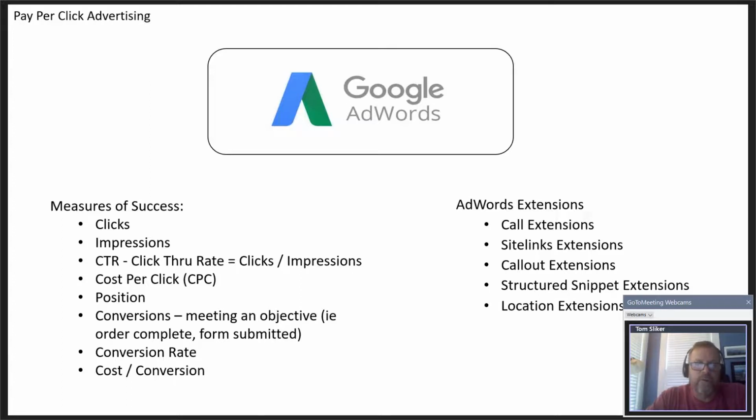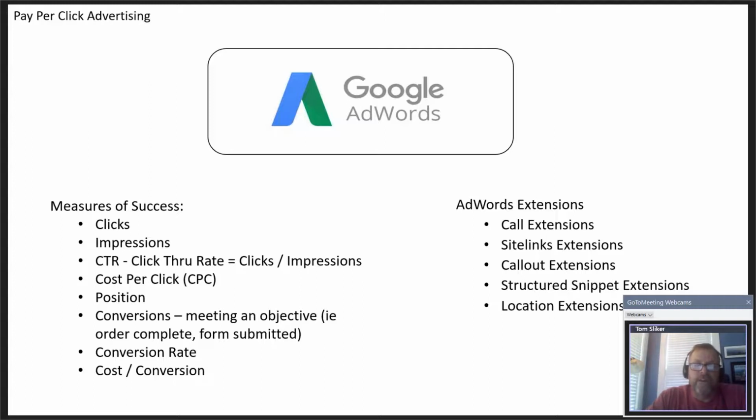Cost per click determines how much you pay Google when someone clicks, and we use an average because it literally is different every time your ad is displayed. It could be a few cents different than the previous one, based on competition, based on other people's budgets, based on many things. Position: are you ranking number 1, at the top of the list, or number 2, or number 3? Where are you ranking in your position? And we'll see how that can affect things.